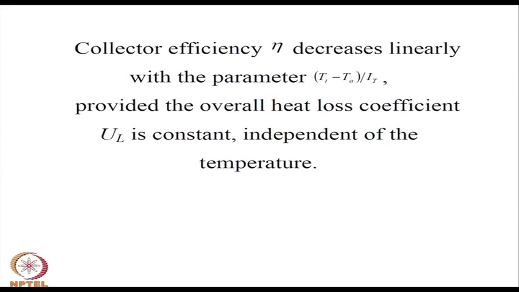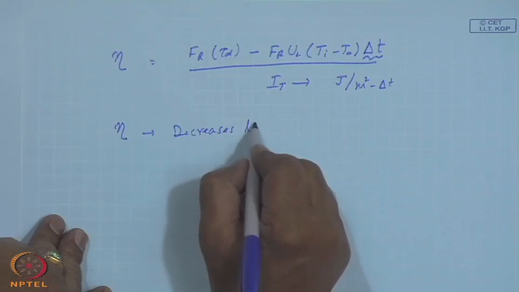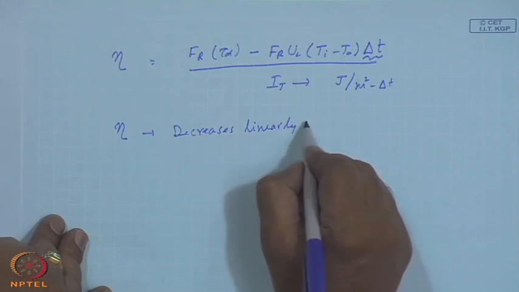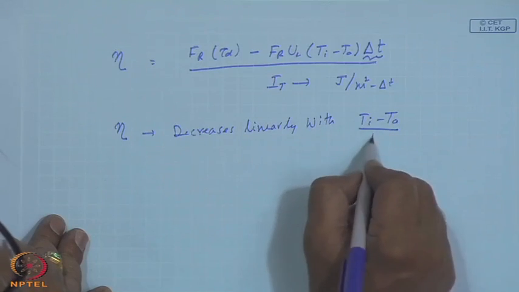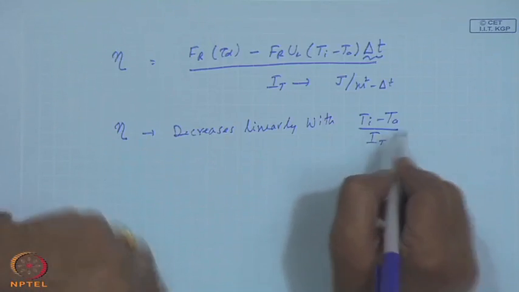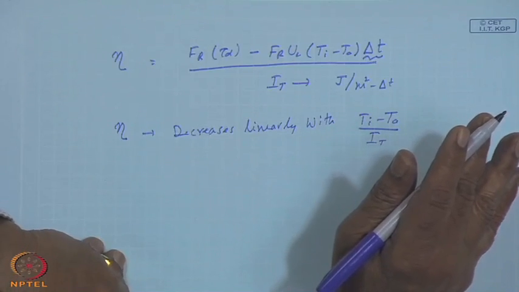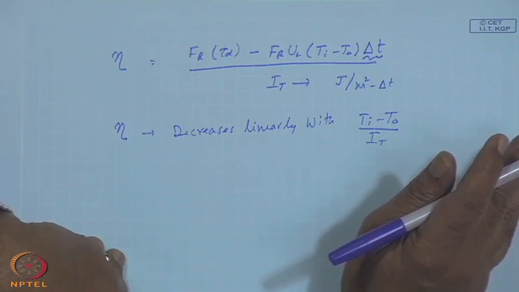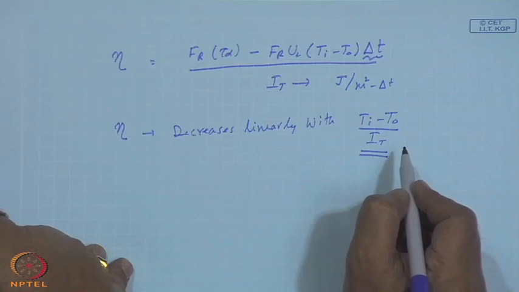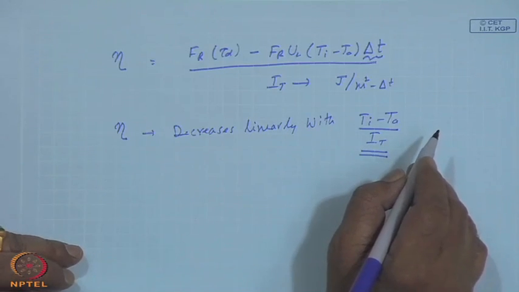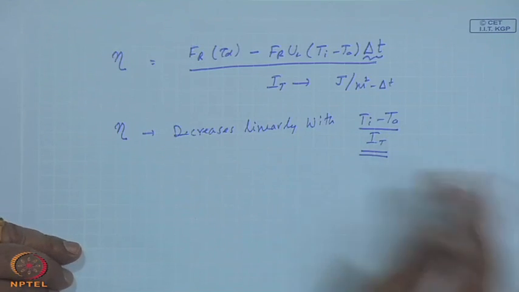Now, if you look at it, eta decreases linearly with (T_I minus T_A) upon I_T. If you look at this parameter, if the temperature difference is large, my efficiency will be lower, which means the operating temperature is higher. Then if the incoming radiation is high, the losses will be a small part of the incoming radiation. So, my efficiency should be higher. So, this seems to be a good parameter, which of course, the equations gave.